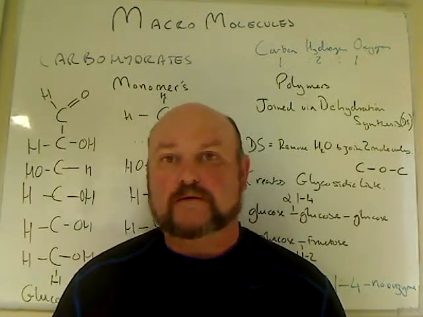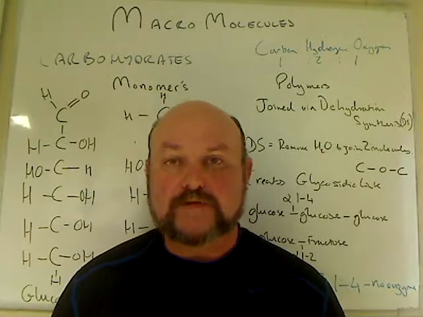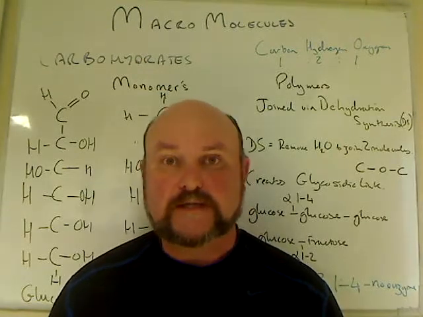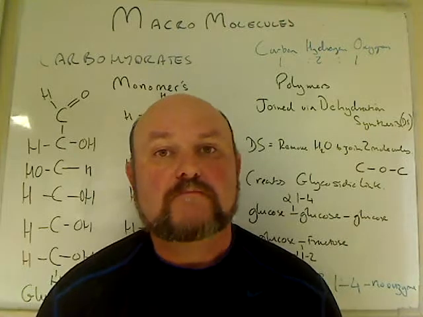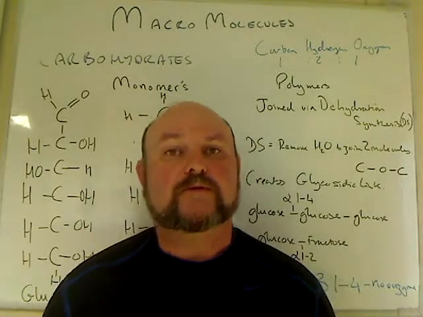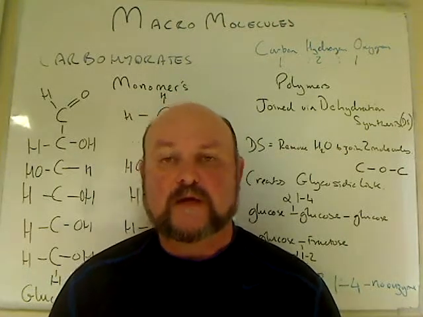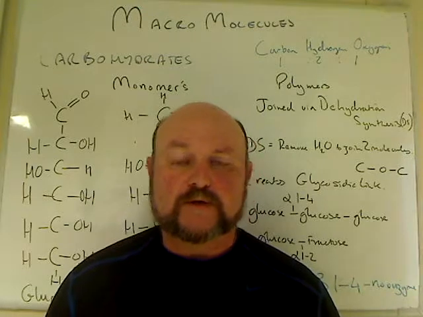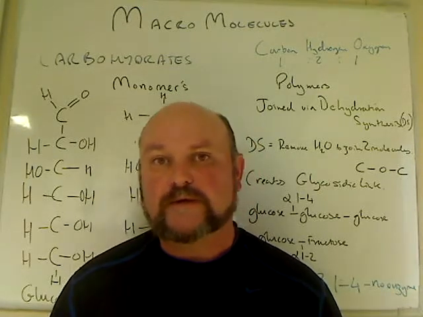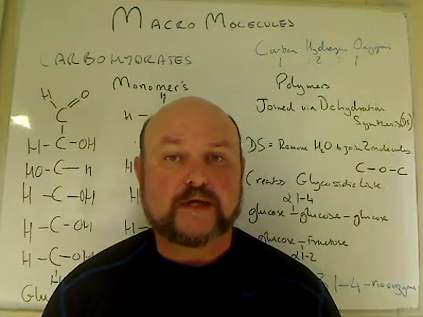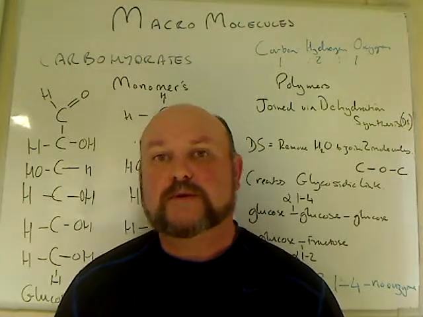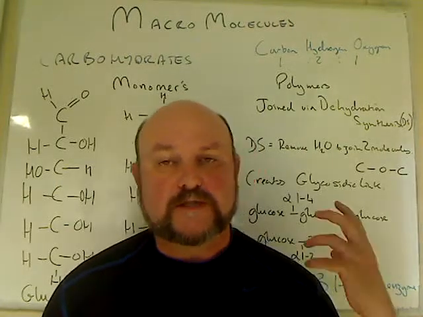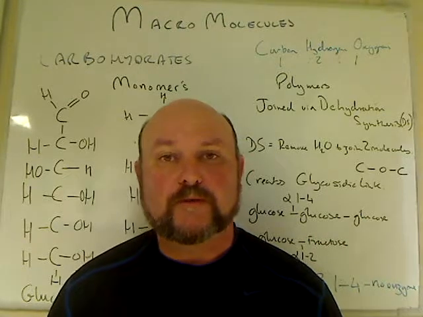Macro meaning big, and molecule, what we've already talked about, is atoms joined together. And in this case joined together by either polar covalent bonds or non-polar covalent bonds. So there's four major macromolecules: carbohydrates, lipids, proteins and nucleic acids. So in this first part we're going to look at the carbohydrates, and I've got some information that I want to go over on the board behind me.